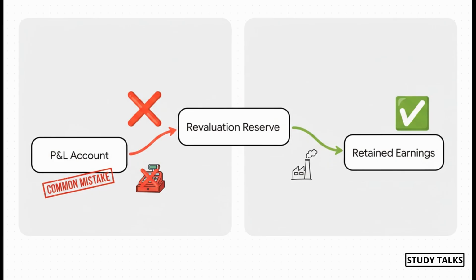The common mistake, the trap that ICAI loves to set, is thinking that since the asset is sold, the profit is realized, and the reserve should just go to the P&L. That is wrong. The correct treatment under AS-10 is to transfer the balance in the revaluation surplus directly to general reserves, or retained earnings. You see, this is a capital profit realization, not an operating one, so it completely bypasses the P&L account. That last point is absolutely key, so make sure you've got it locked in.